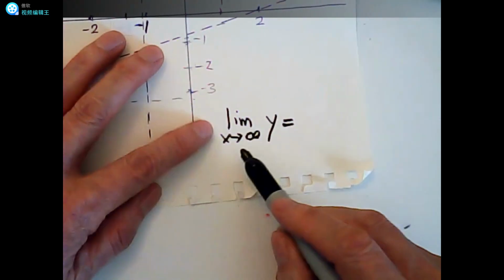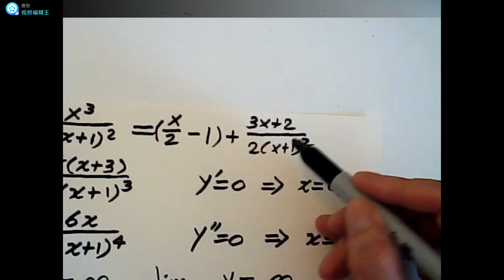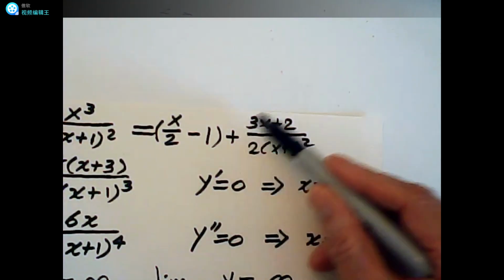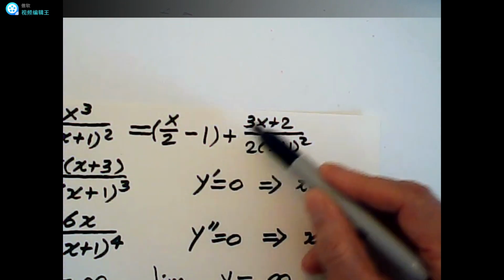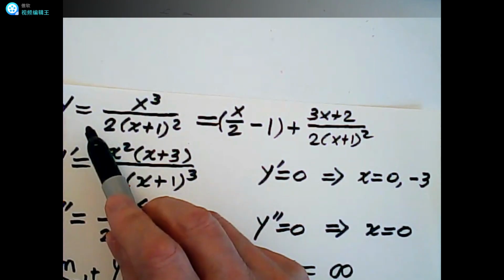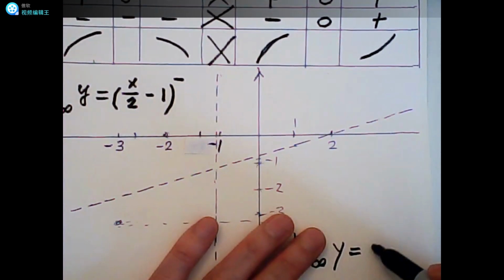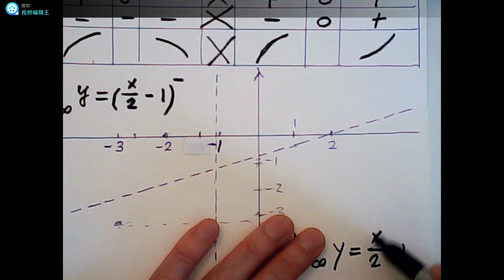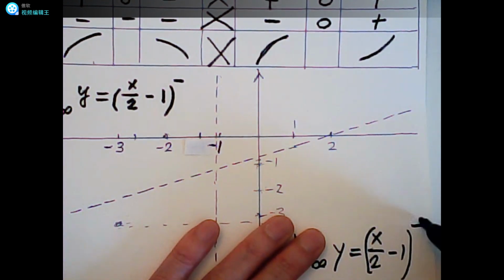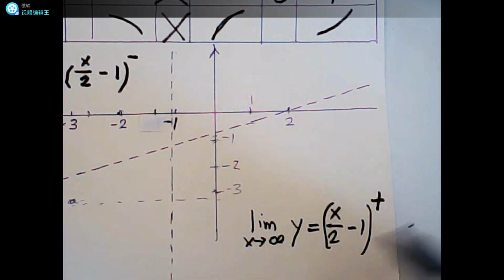At the same time, when x is approaching positive infinity, this will be a very small number. Second degree, first degree, right? This is a very small positive number. Therefore, y is approaching this, plus a small number. So this is half x minus 1 from above.